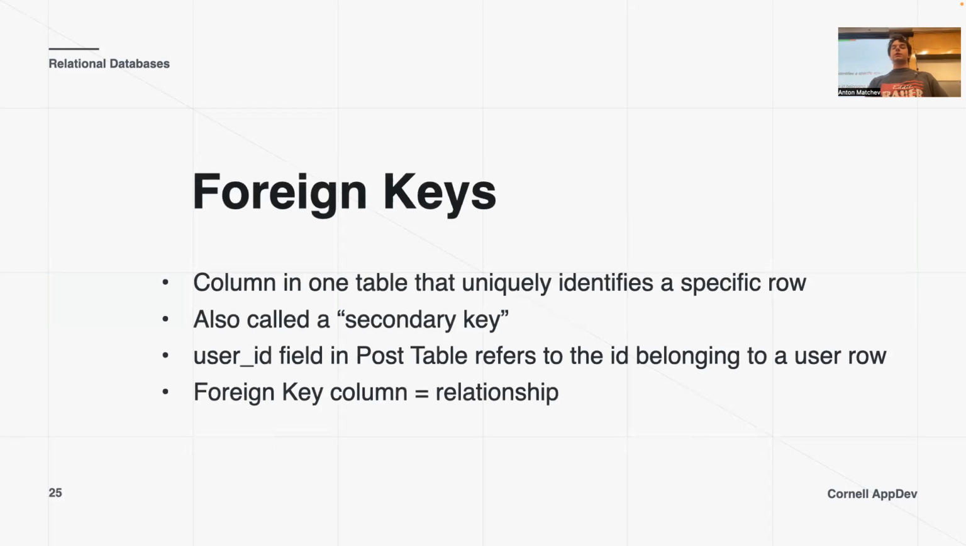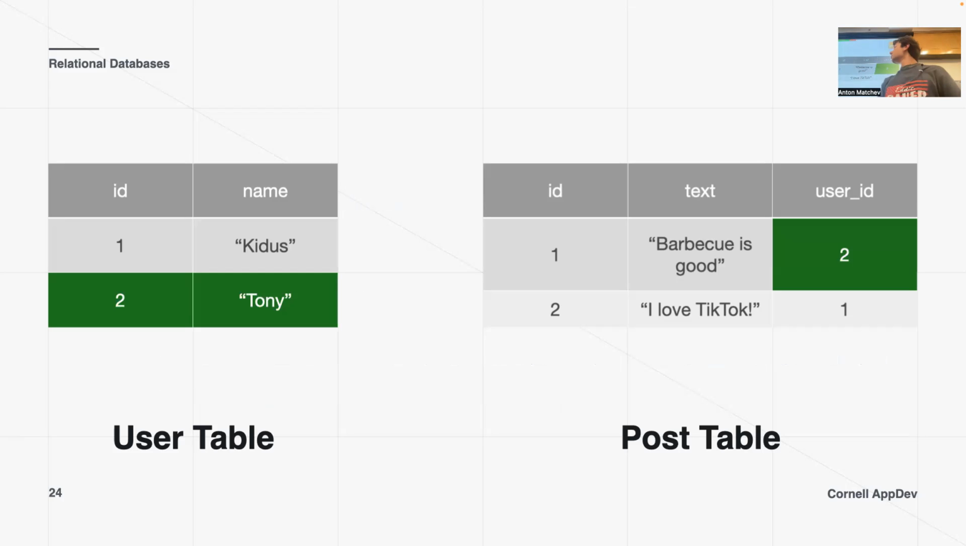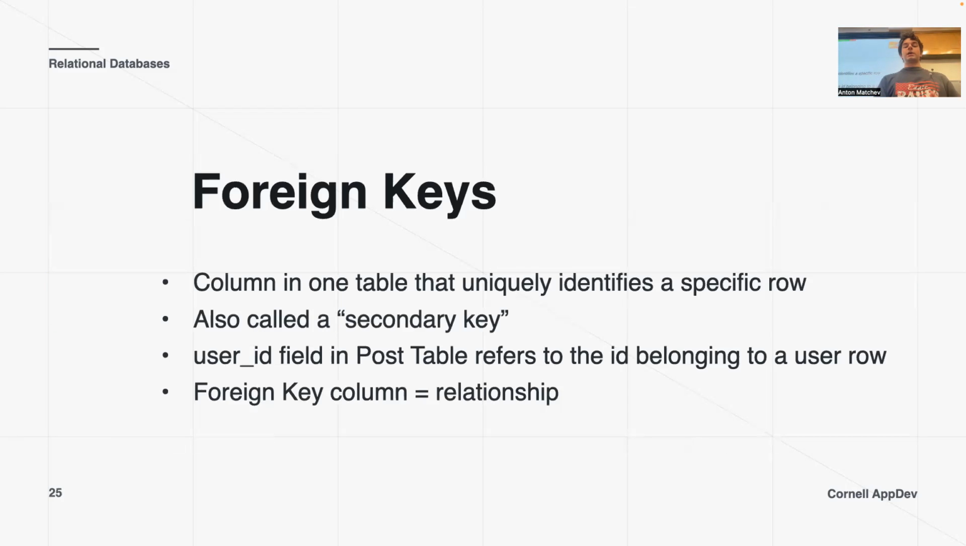And so we do this in backend using foreign keys. A foreign key is a column in one table that uniquely identifies a specific row, and it's also called a secondary key. So again, this user ID field in our post table is referencing the ID field in the users table. And so the foreign key column allows relationships between different tables. In our case, we had a relationship between the user table and the post table.